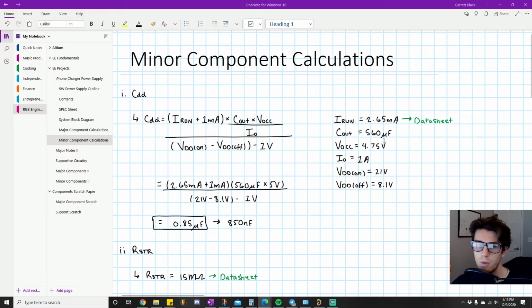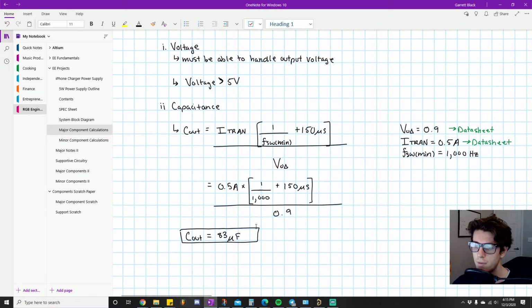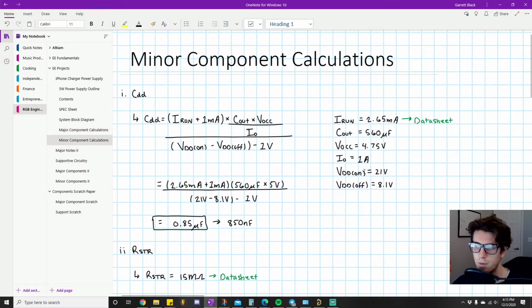And this will work, because this is our equation for the minimum CDD on the output. It's a minimum requirement, so as long as you have something greater, your circuit will work just fine. But I want to choose this so I can still have something to compare to further down the road, if that makes sense. So I have a Cout value selected of 560 microfarads.